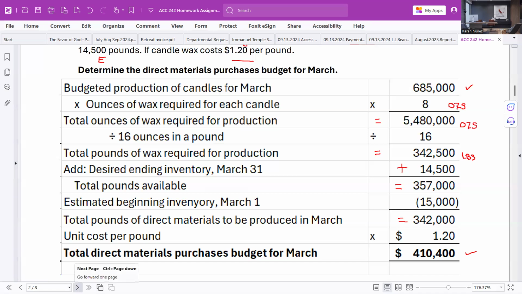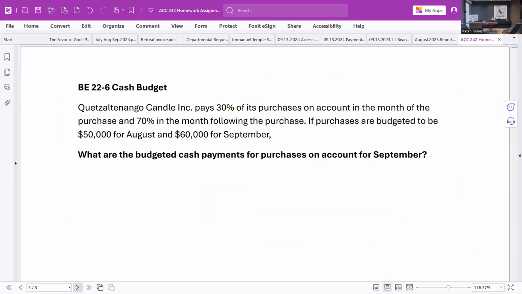Now let's take a look at cash. And we're going to start out by looking at the cash payments. So the basic information that we have here with respect to cash payments is when they purchase their supplies, when they purchase candle wax, for example, they pay for 30% of their purchases in the month that they make a purchase, and then the other 70% in the month following their purchase.